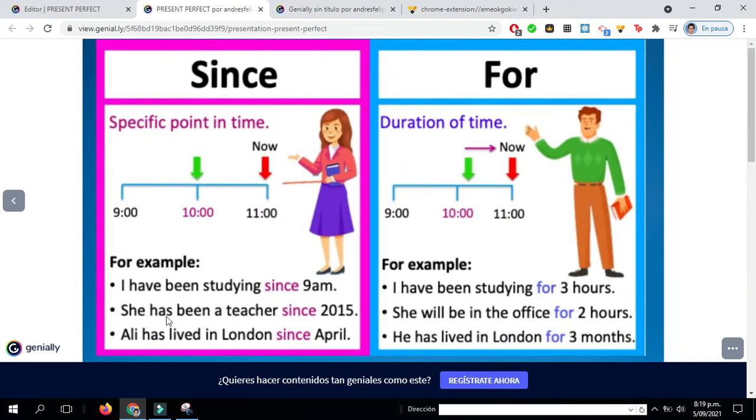In the present perfect, some important expressions to use in the sentence are the expression since, that means desde, and the expression for, that means por. We use since when I want to talk about a specific point of time. For example, I've been studying since 9 a.m. She has been a teacher since 2015. And we use for when I talk about a duration of time, duración de tiempo, for 3 hours, for 2 hours. I have been studying for 3 hours. She has been in the office for 2 hours, okay? You can take notes of these examples, okay, guys?